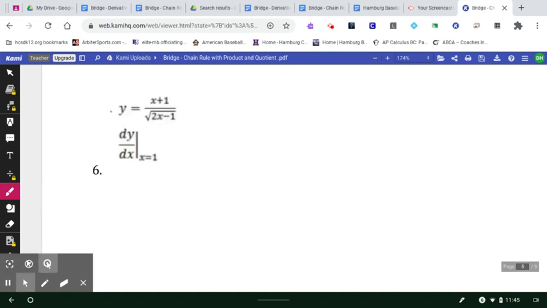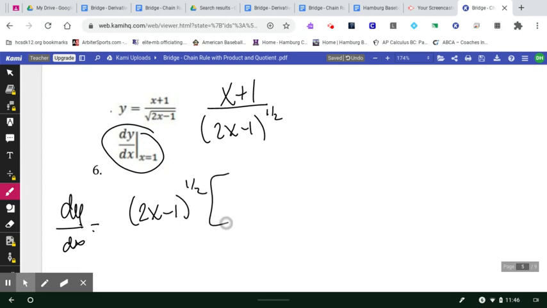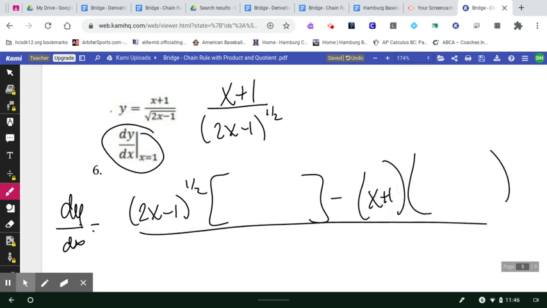All right. So again, we want to take the derivative, and this time we want to substitute in the 1 afterwards. So I will rewrite this for myself again. This is 2x minus 1 raised to the 1/2. So hopefully you're seeing quotient rule. So I have dy dx. And I'm going to talk it through again. I have low d high, which I'm just going to leave a space, minus high d low all over my low squared.